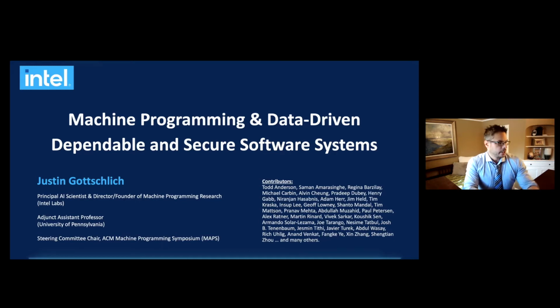And then lastly, I'm the steering committee chair of the ACM Machine Programming Symposium. This is a venue we started back in 2017, and it was joint with Intel Labs, Stanford, Berkeley, and Google. It's all about machine programming. So if you find what I'm talking about today interesting, I strongly encourage you to follow MAPS and possibly even submit some new papers. I know that Martin and others are doing a huge amount of work in machine programming, so I think this audience is very familiar with this space.